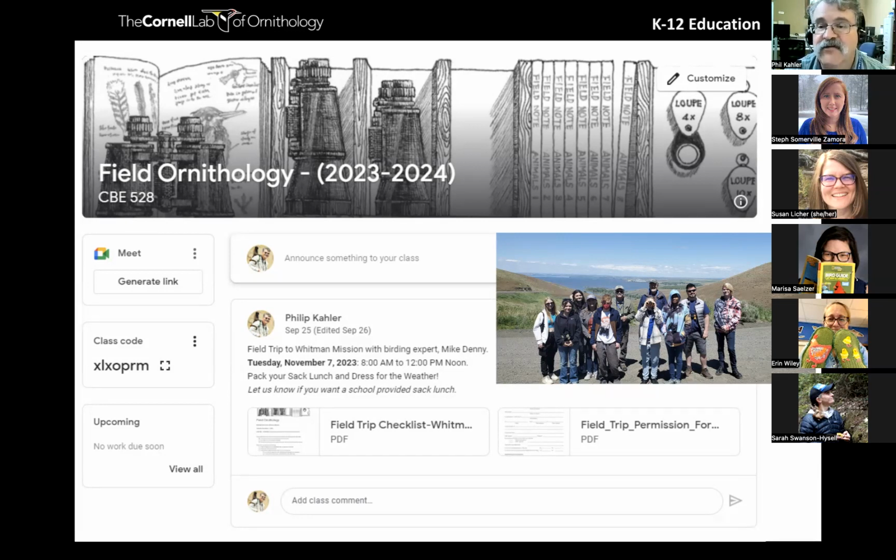The photo there is a group of students from one of our first field trips, and you can see the Columbia River there in the background. We had gone up and we were able to get a local birding expert. In fact, I think Mike Denny, I see his name there in the participants. And so he has been our leader on several of our field trips. And we got a new one scheduled coming up next month to Whitman Mission National Historic Site. Next slide.